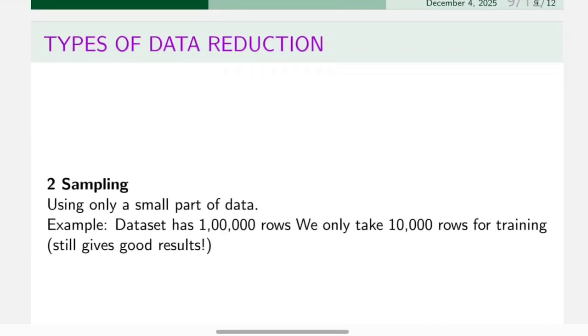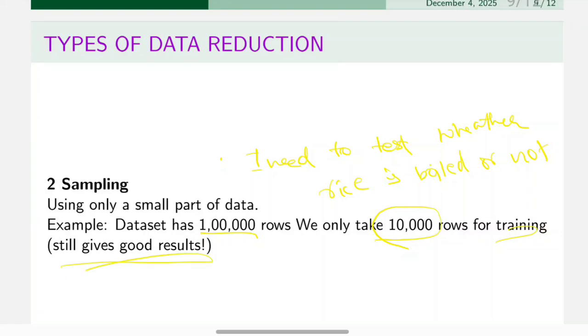Another one is sampling. In sampling, we use a smaller portion of the data instead of the whole data set. For example, I need to test whether rice is boiled or not. I can't check every grain of rice, right? From the whole cooked rice I will take one or two samples and check whether they are cooked or not. In the same way, sampling is done. Instead of checking all the rows, we take only some rows and use them for training, and our model still gives good results. That is about sampling.